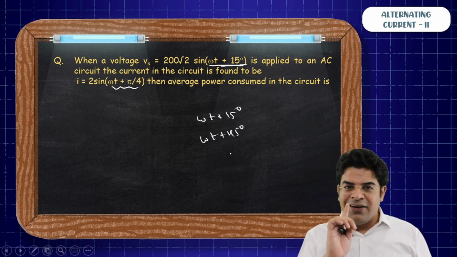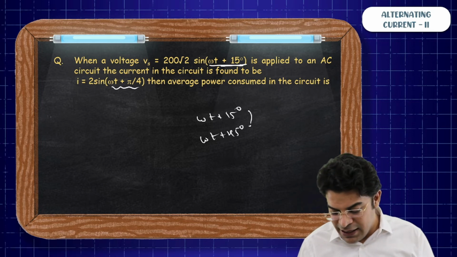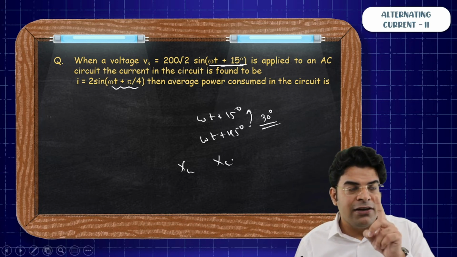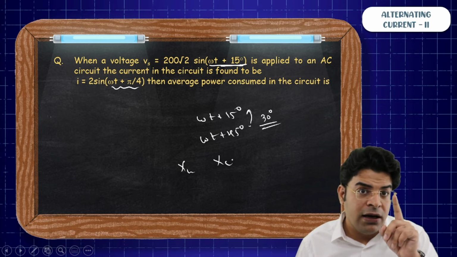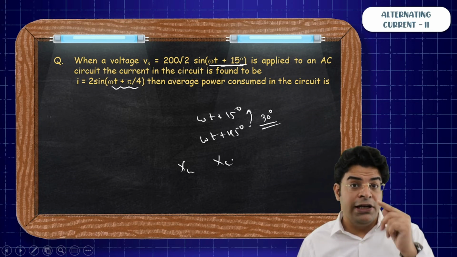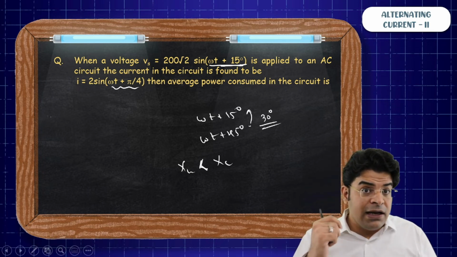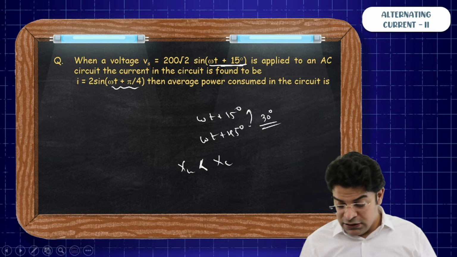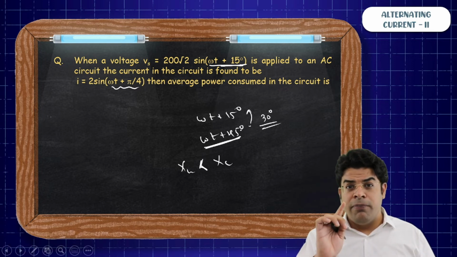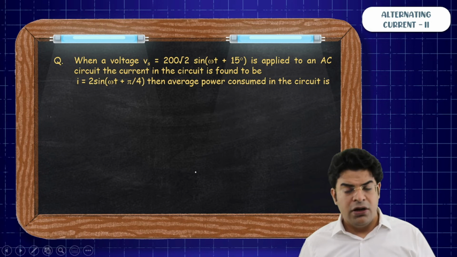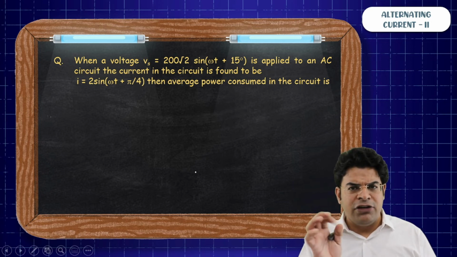As the current leads the potential by an angle of 30 degree, which is more, XL or XC? In case of XL greater than XC, current lags, potential leads. In case of XC greater than XL, current leads, potential lags. Since here current leads by a phase of 30 degree, we will say that XC has to be greater than XL. Now our mission is to find the average power loss, right?